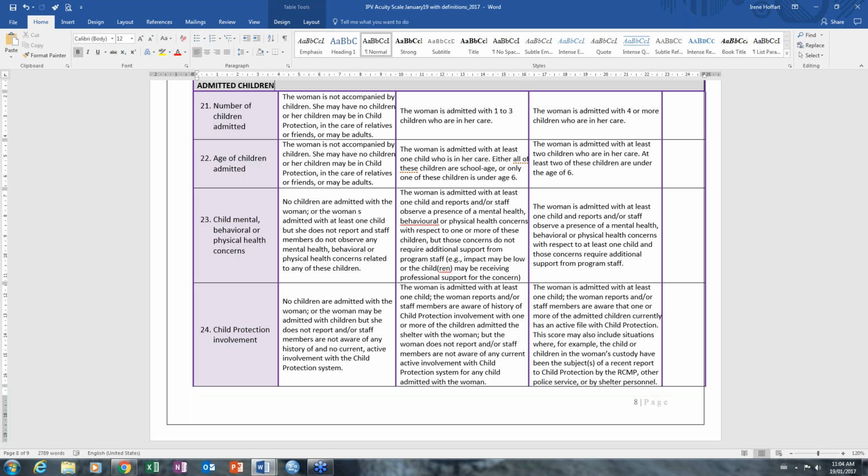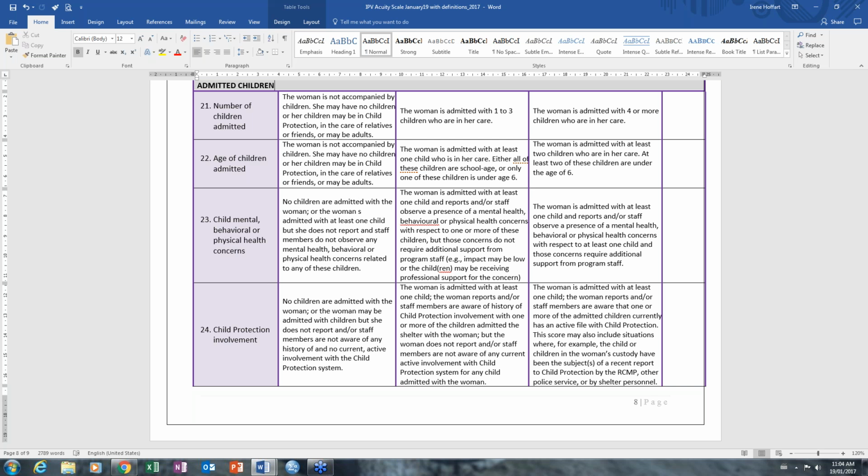Yes. Under the admitted children, how would you rate a grandmother who has had a history of CW involvement, who has her grandchildren in her care? And she was admitted to the shelter. So then we're looking at number 24, child protection involvement. And she has history. She's the person who's admitted with children. So that's who we're talking about.